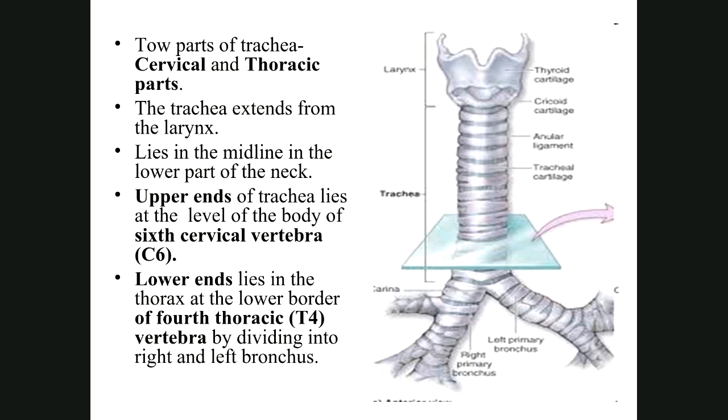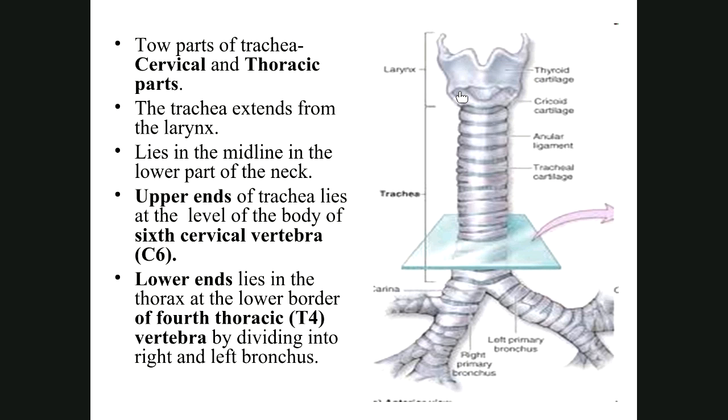The trachea extends, so from where does it extend? It comes from the larynx. So what is the extension of the trachea? The trachea is the extension from the larynx. And it is a midline structure. Remember, the trachea is a midline structure and extends from the larynx.